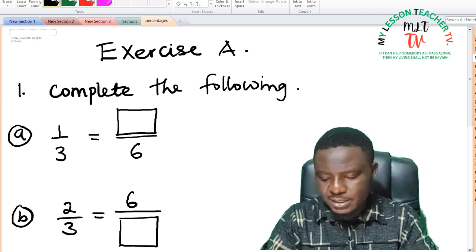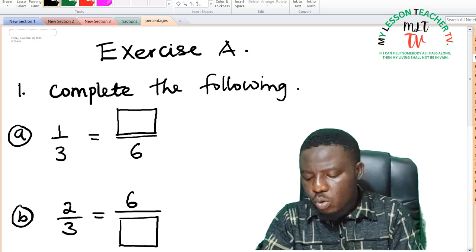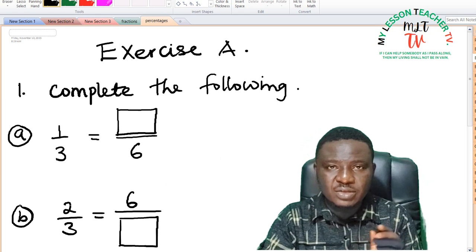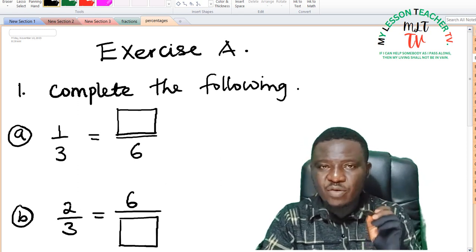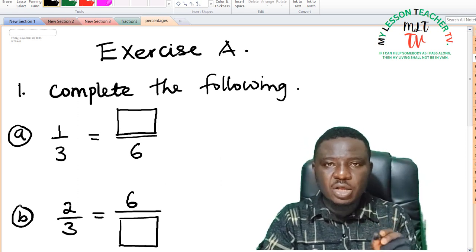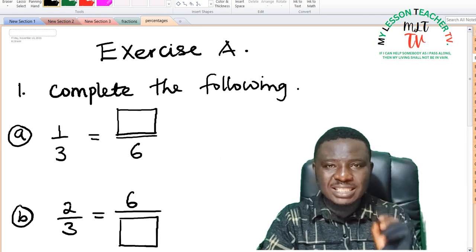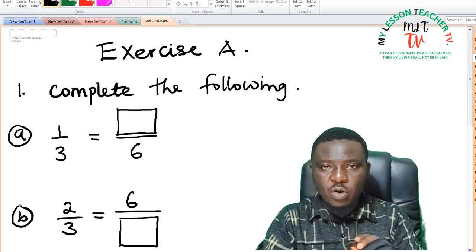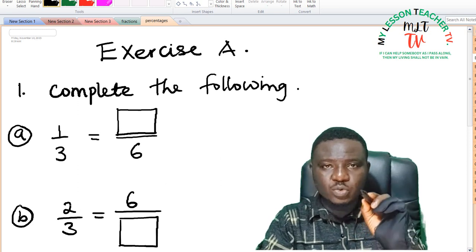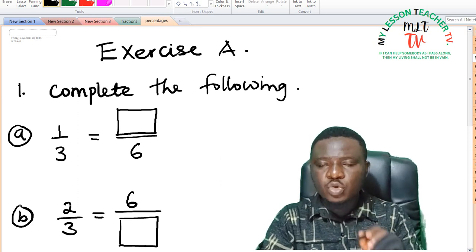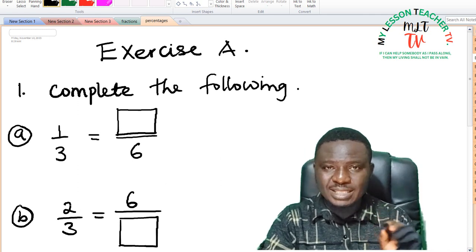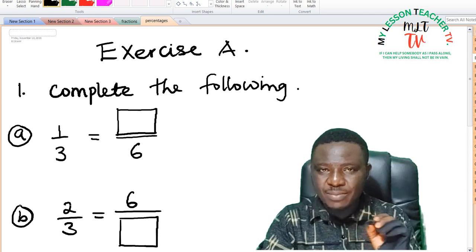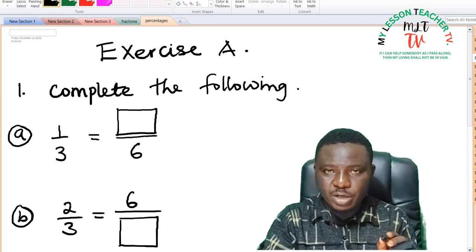you have so many ways of getting it. You ask yourself, what will I multiply by 3 to give me 6? The answer is 2. So remember, in equivalent fraction, I said you are to multiply both the numerator and the denominator by a common factor, and that factor you multiply the numerator with is what you use in multiplying the denominator. If 3 has been multiplied by 2 to get 6, it therefore means that I'll also multiply the numerator by that same factor 2 to get the numerator.